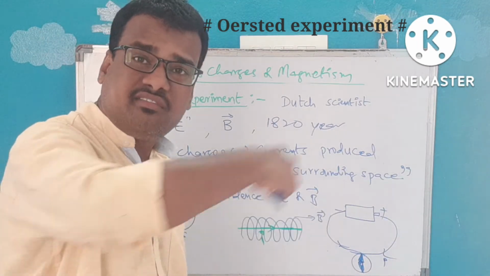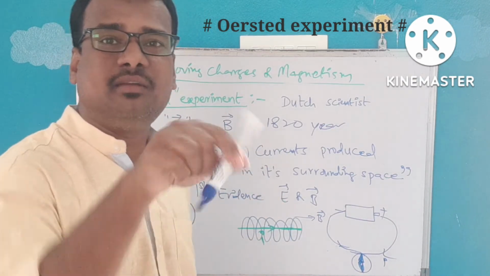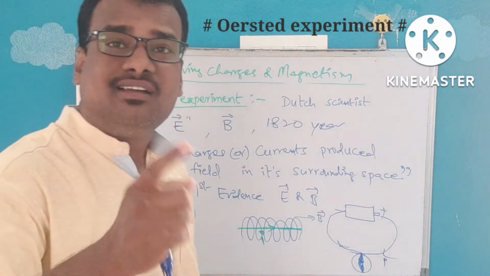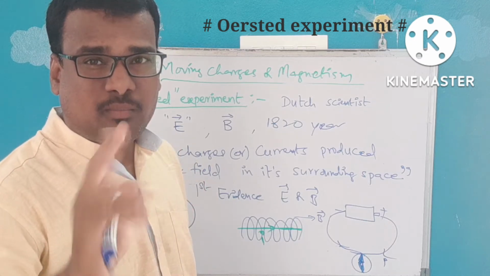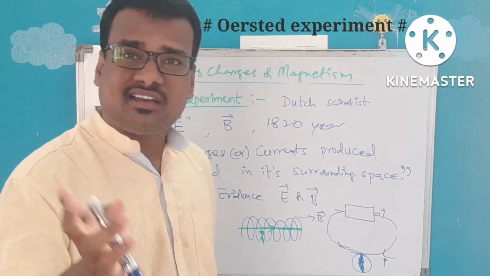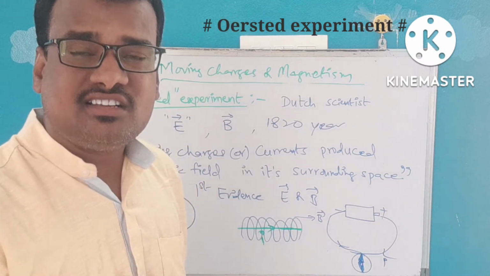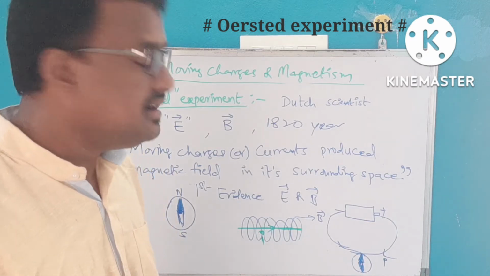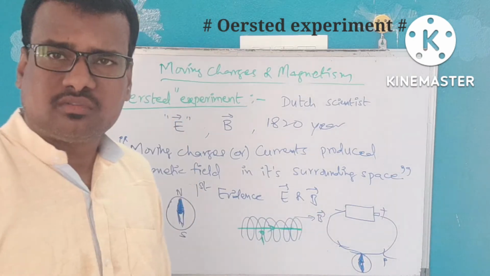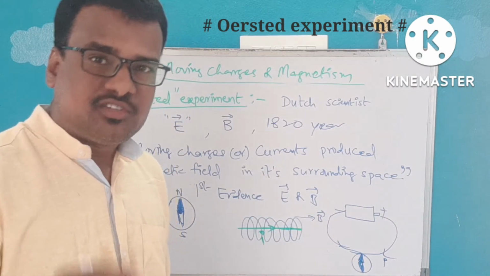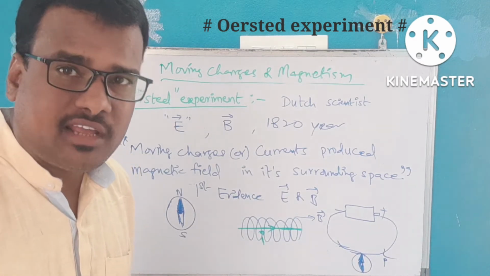If you reverse the current direction, that means the positive and negative terminals of the battery are reversed, then what happens? The compass needle is deflected in the opposite direction of the previous one. So if the current direction is reversed, then the magnetic field direction is also reversed. We can do this experiment practically in this class also, so you can observe that experiment carefully.